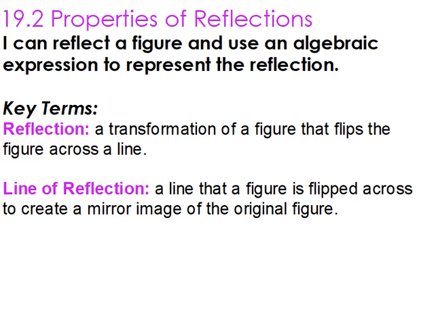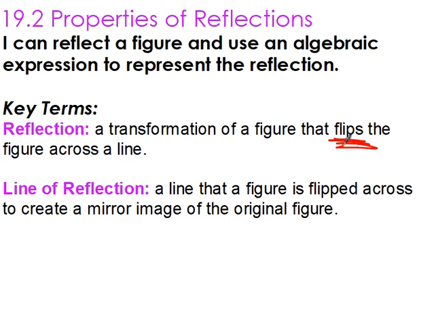So first thing is a reflection is a transformation of a figure that flips a figure across a line. Reflections are our second type of transformations that we're going to learn about. So we're still going to have a pre-image to start with. Then we're going to do some type of transformation to it, and it's going to result with a new image. So it is a transformation, but it flips. The key word here is flip across a line. So reflection is kind of like a mirror image.